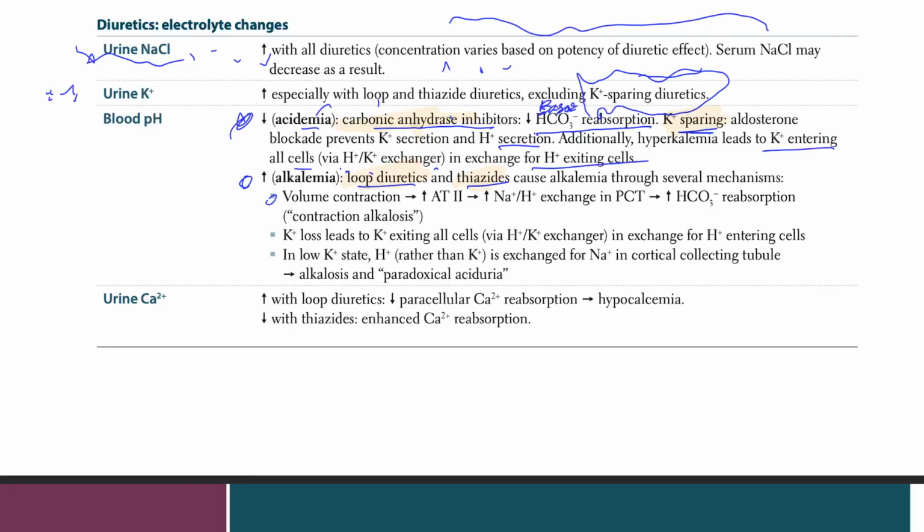We have the volume contraction, which causes an increase in angiotensin, aldosterone, and causes an increase in angiotensin II, which leads to an increase in sodium potassium exchange in the PCT, leads to bicarb reabsorption and contraction alkalosis. Again, look, there is a reabsorption of bicarb which causes alkalosis, and here you have this decrease in reabsorption which causes acidosis.